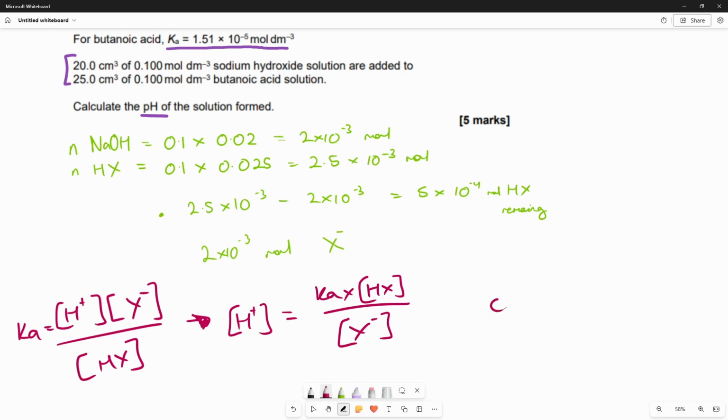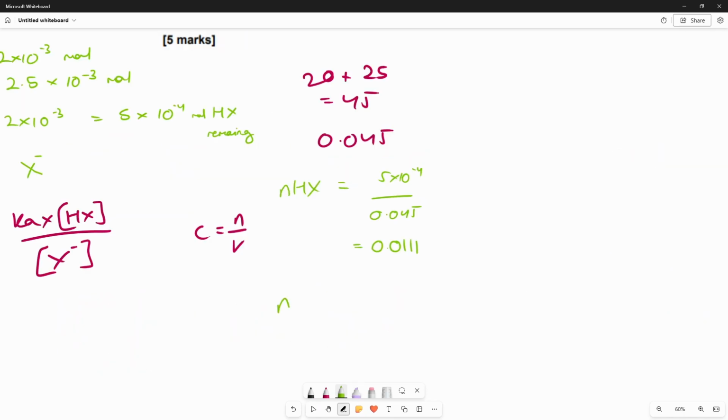So we have the moles of X minus and HX, but we don't actually have their concentrations. We know that concentration equals moles over volume, and the total volume we have now is going to be 20 centimeters cubed plus 25 centimeters cubed, which is 45 centimeters cubed, which is 0.045 decimeters cubed. So the concentration of HX after the two solutions are added to each other is 5 times 10 to the minus 4 over 0.045, which equals 0.0111, and our moles of X minus are 2 times 10 to the minus 3 over 0.045, which is 0.0444, both in moles per decimeter cubed.